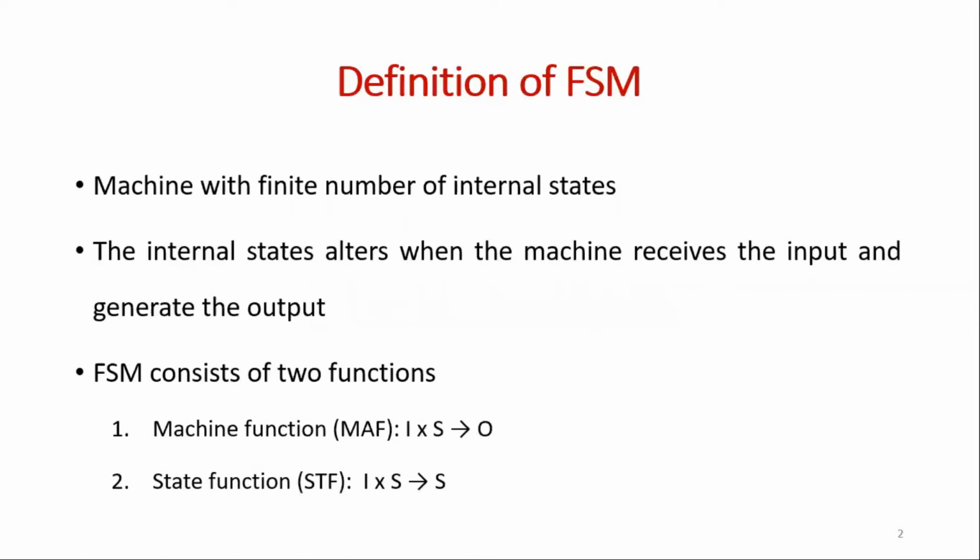Now finite state machine, it is a machine with finite number of internal states, and the internal states alter when the machine receives the input and it will produce the output. Finite state machine consists of two functions, that is the machine function and state function. Machine function will map current input and current state to the output, while state function will map current input and current state to the next state.